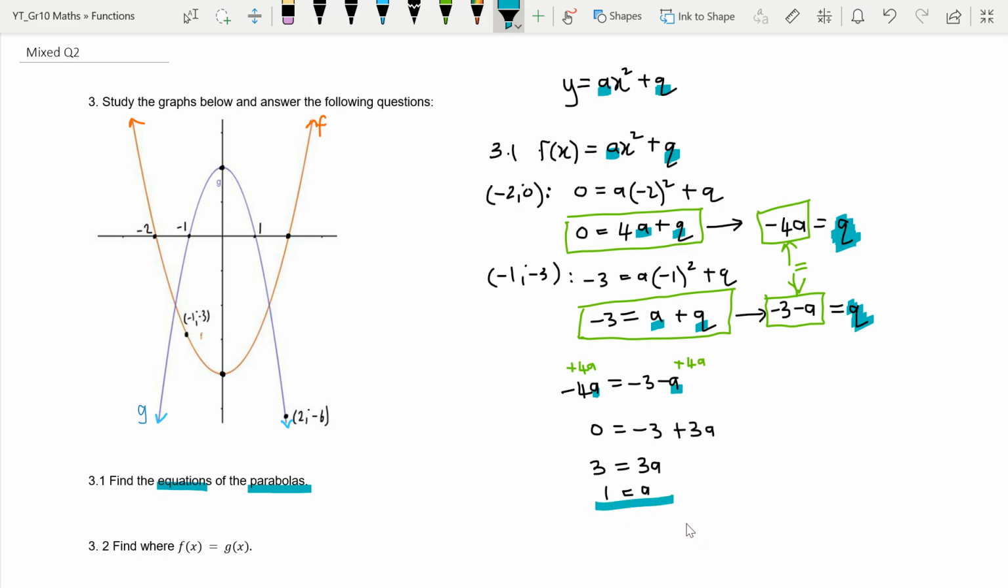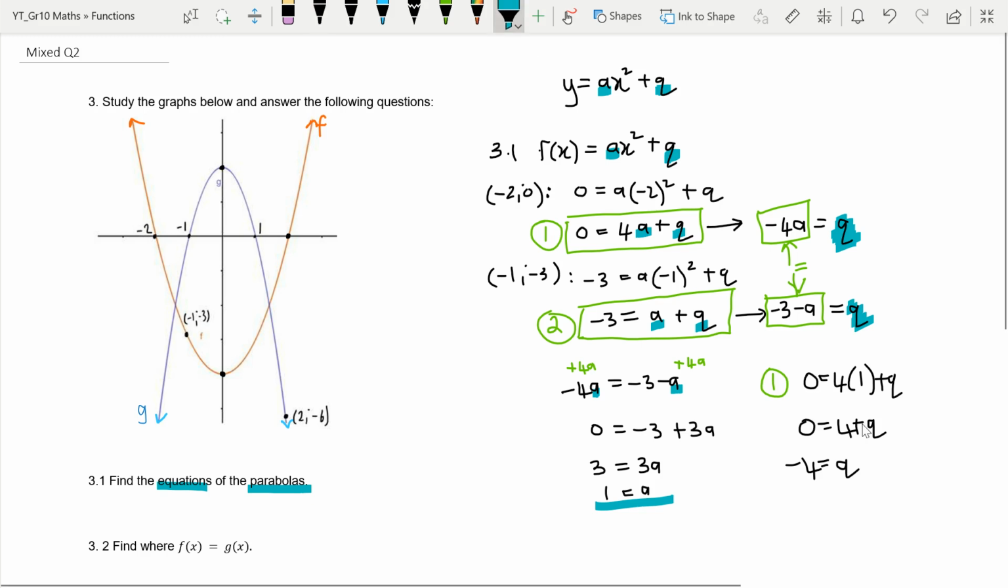We're almost done. Now we just need to go find q. And we can use either one of the equations to do that. We can plug it in there, we can plug it in there, it does not matter. Okay, so I'm just going to plug it into equation 1, I think. So if I plug the a that I just found into my equation 1, 0 is equal to 4 times, there's my a that I just found, plus q. 0 is equal to 4 plus q, and then q must be equal to negative 4.